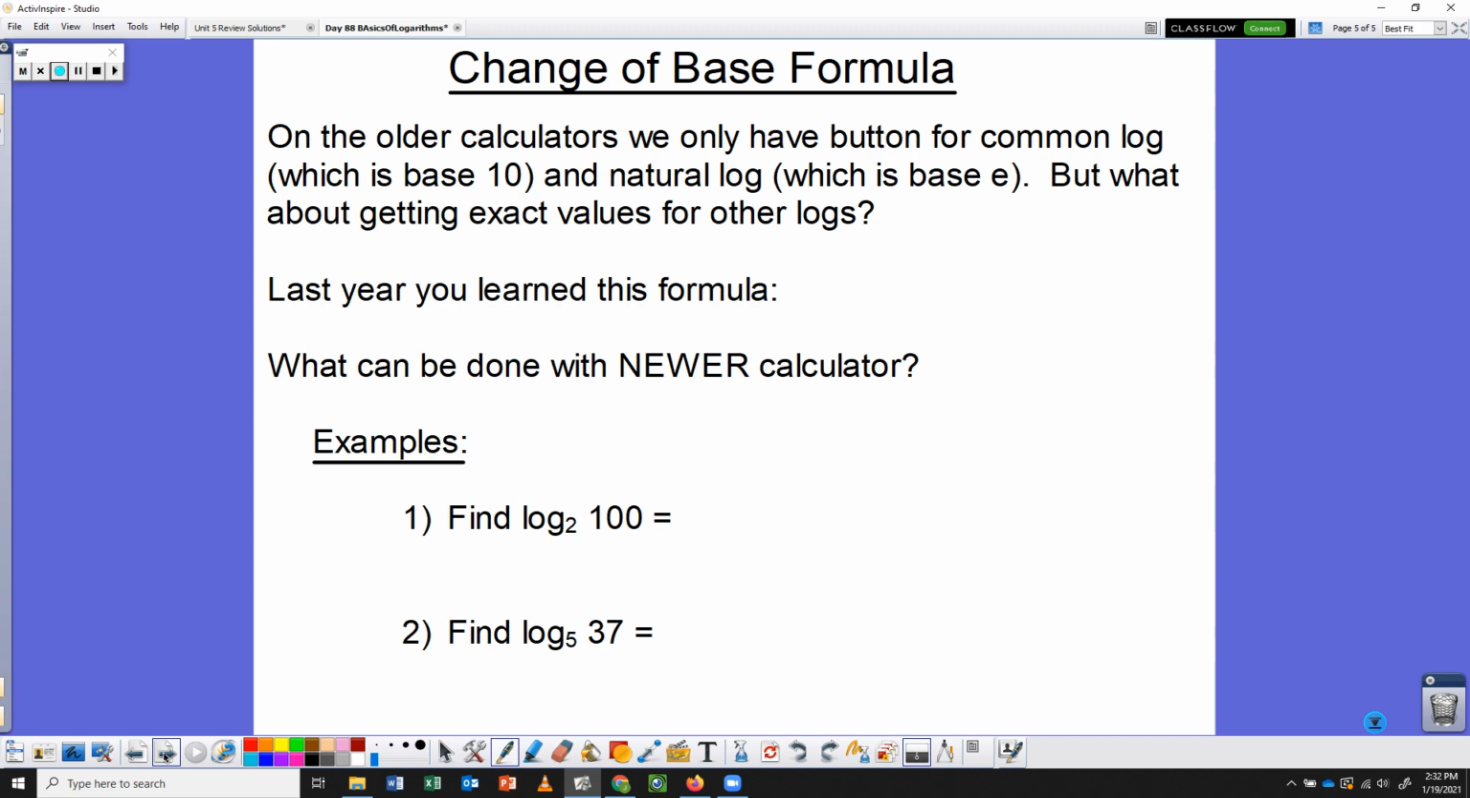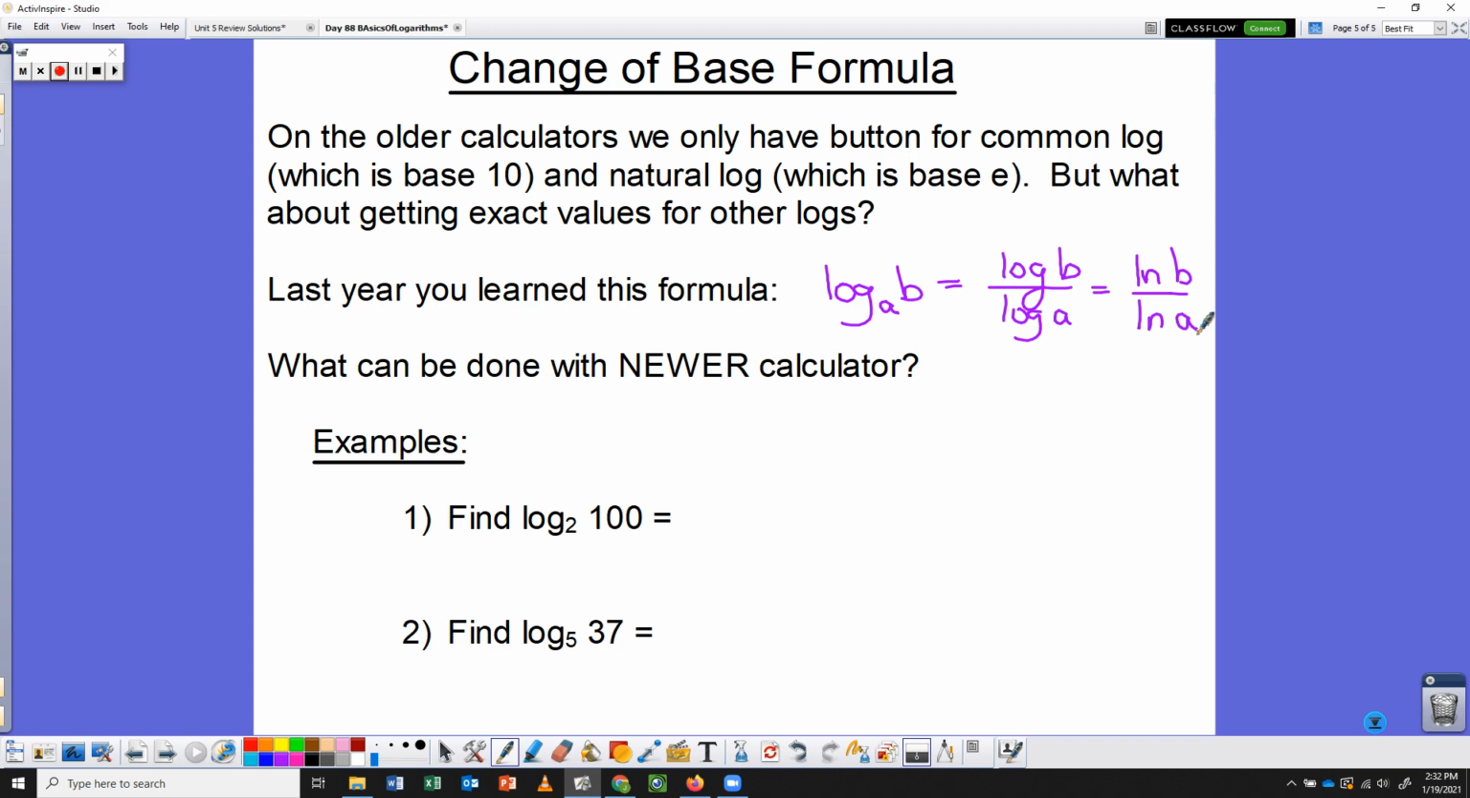The formula says if you're going to take log base a of b, that would be equal to the common log of b divided by the common log of a, or you could do natural log of b divided by the natural log of a, either one of those. And the reason why they always use the change of base formula with common log or natural log is because those are buttons that all calculators will have.